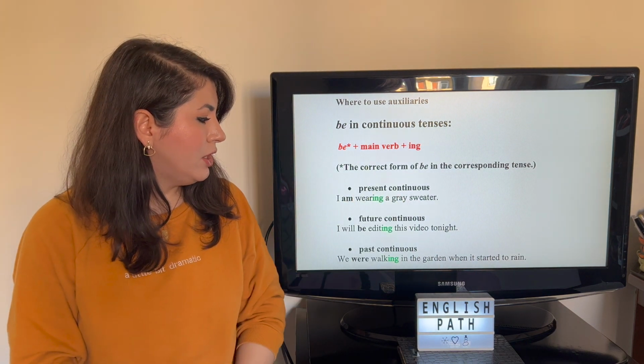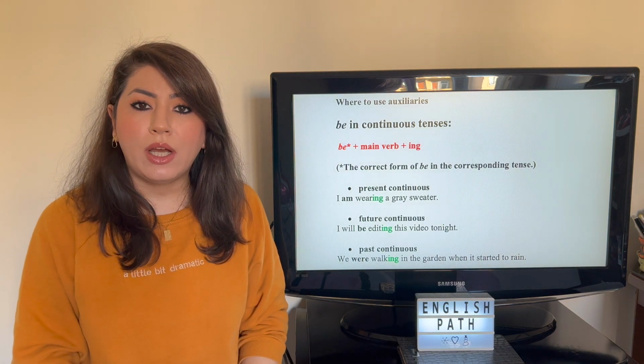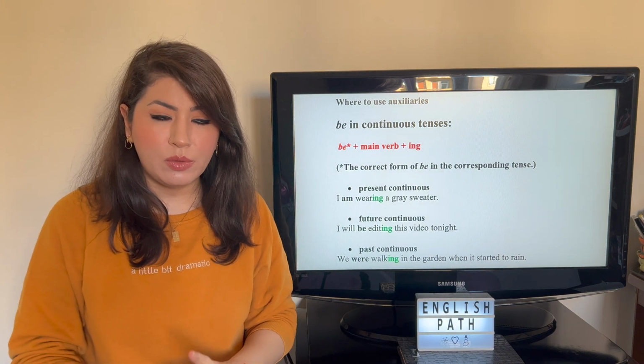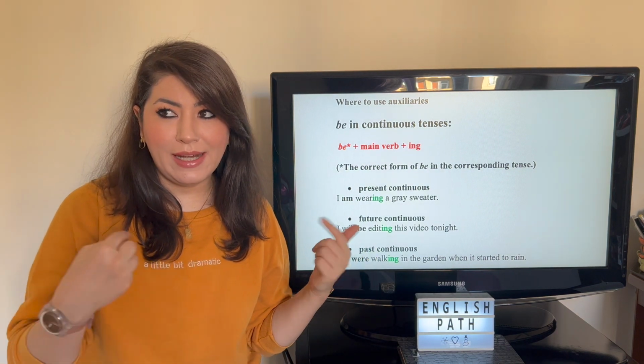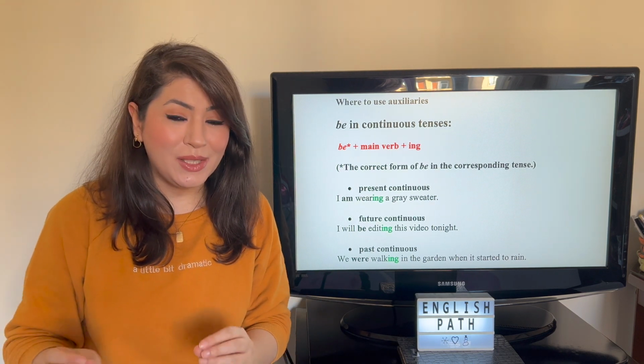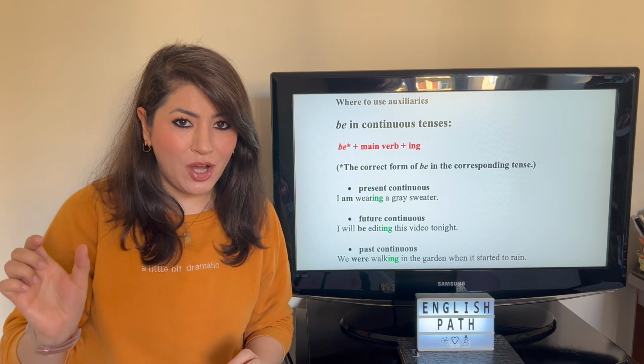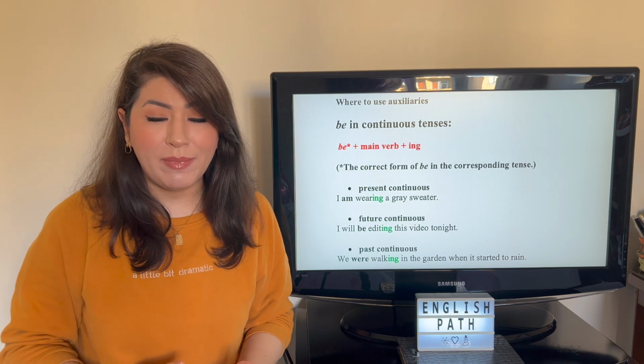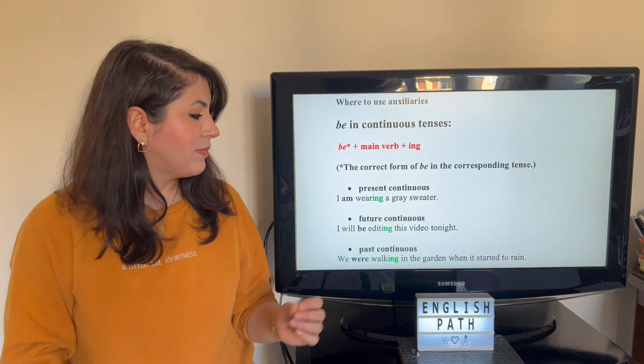In the present continuous tense, I am wearing a gray sweater. That was when I was writing these. Right now, I'm not wearing a gray sweater, obviously. So I used I am not to show the mood of my sentence, which is negative.